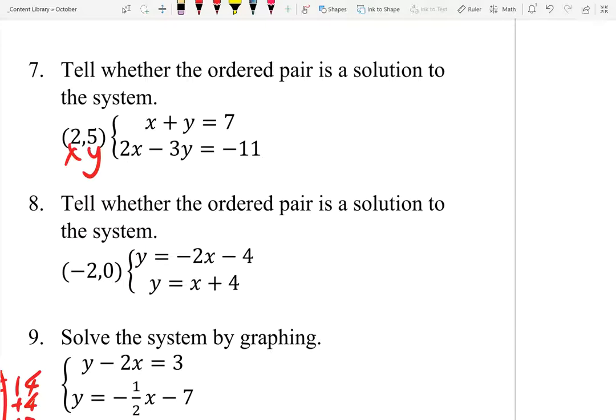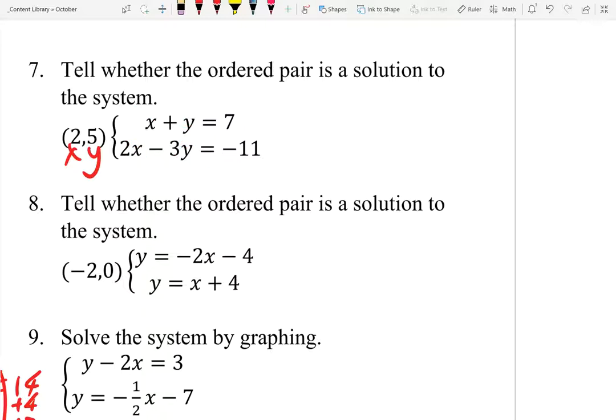Now keep in mind that 2 is the x value, the 5 is the y value. So to see if it is the solution, all we need to do is plug those values in. Plug the 2 in for x, plug the 5 in for y, and just evaluate it and see if we get equal to 7 and equal to -11. And if we do, then yes, it's a solution. If we don't, then it's not.